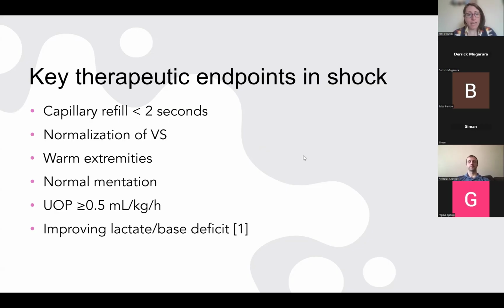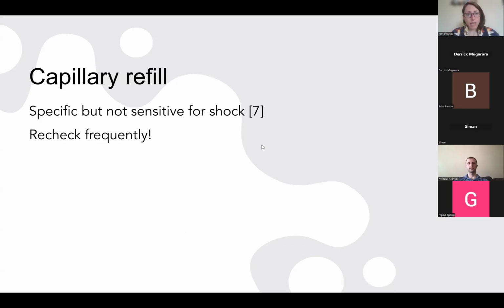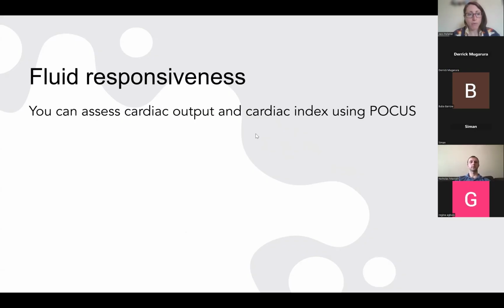And finally, improving lactate or base deficit. I know in some of your settings, labs don't come back very quickly, and so that's probably not as helpful as some of these other measures that you can assess at the bedside immediately. Remember that capillary refill is specific, but not sensitive for shock, meaning that delayed capillary refill may not be seen in all patients who are shocky. But if you do have delayed capillary refill initially, then reassess that capillary refill over time as you're receiving interventions like fluids, antibiotics, vasopressors, whatever agent may be helpful.